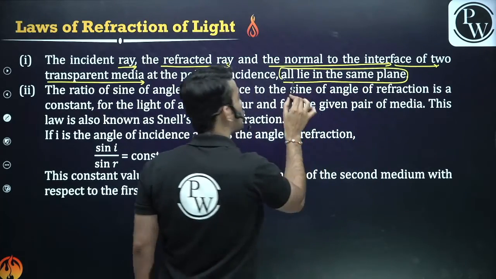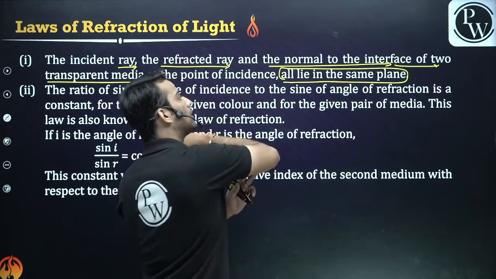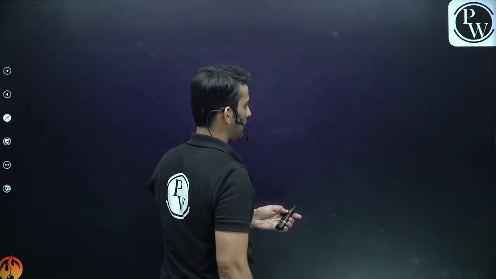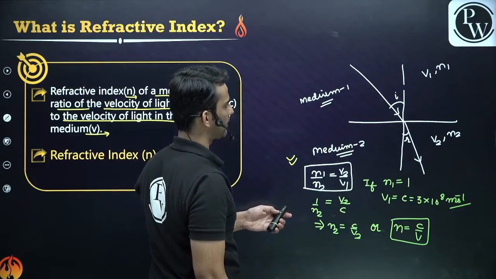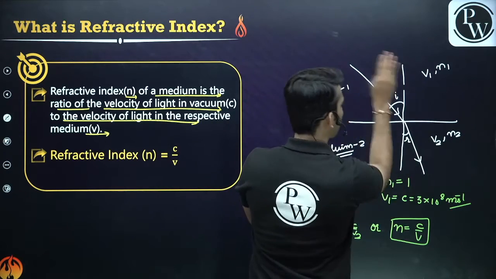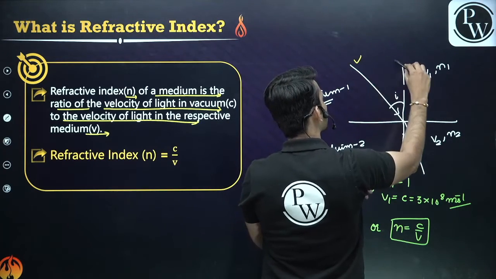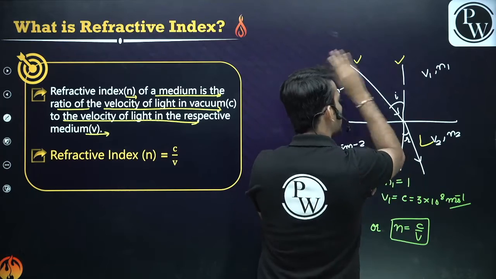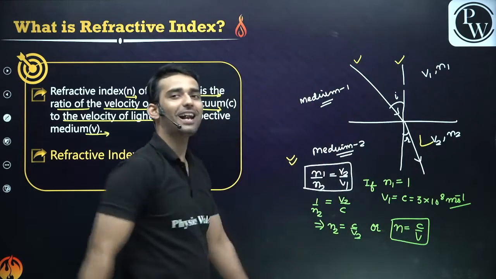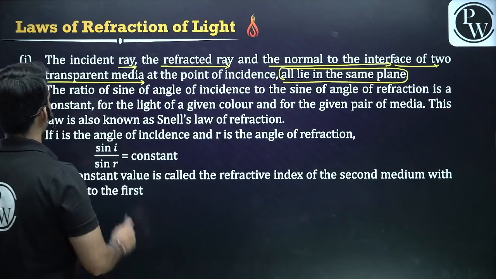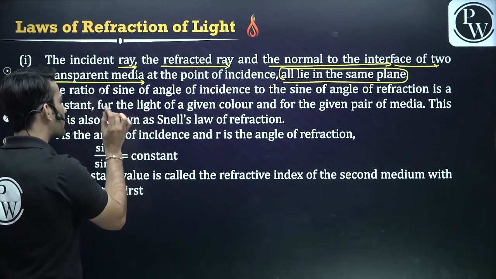Like I had told you the laws of reflection. All three rays here, all the rays will lie in the same plane. This is incident, this is normal, this is refracted ray. Like a wiper of a car, all will lie in the same plane. Clear? Okay, fine. Now next is what?